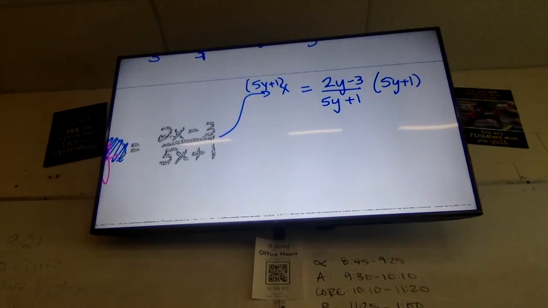I wrote that and then I said it differently. That cancels this denominator out, and I get 2y minus 3 on the right side. And then on the left side, I am going to multiply x by 1 and by 5y. So I'm going to get 5xy plus x.